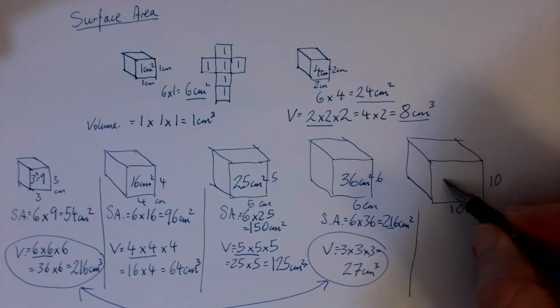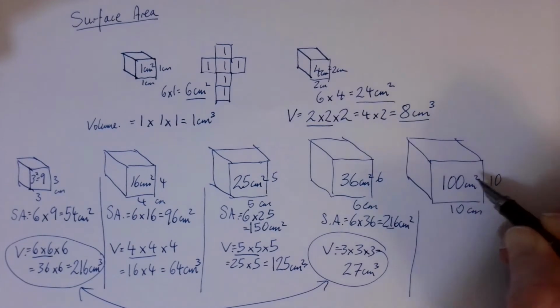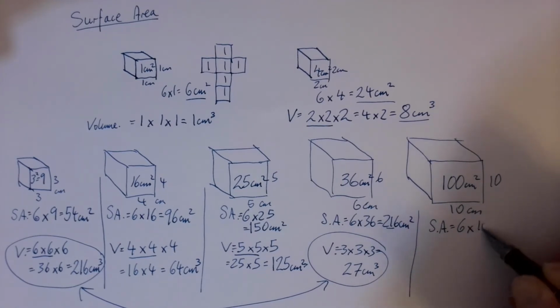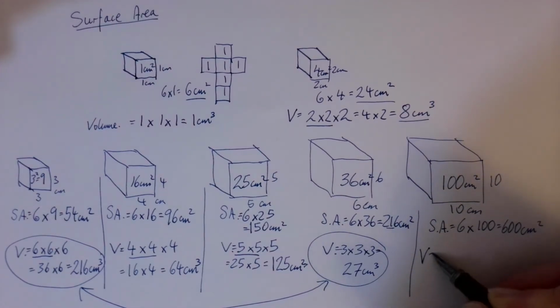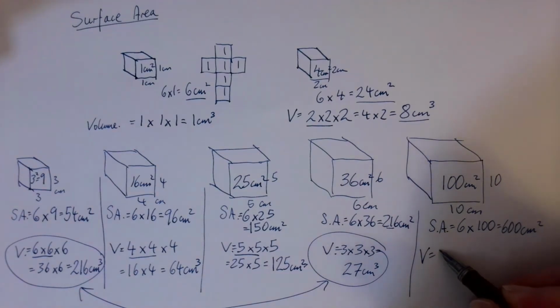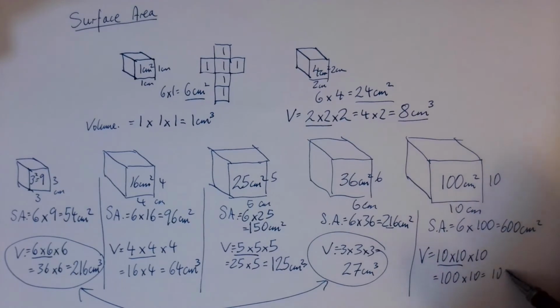So if that number's now caught up and is the same, what's going to happen when we do it for 10? Well, 10 squared is 100 centimeters squared, so each face of the cube is going to be 100. So the surface area is going to be 6 times 100, which is 600 centimeters squared, and the volume is going to be 10 times 10 times 10. Well, 10 times 10, as I'm sure you know, is 100. 100 times 10 is 1,000.